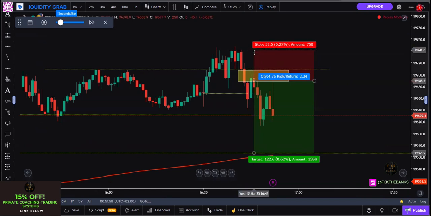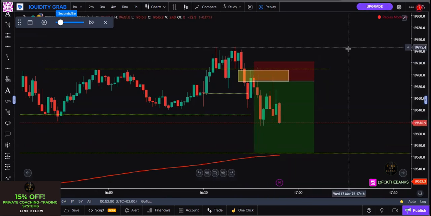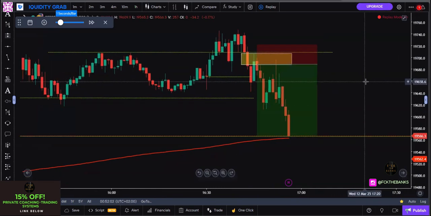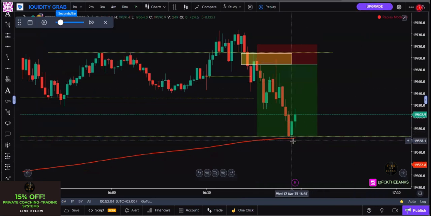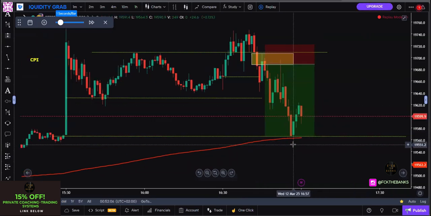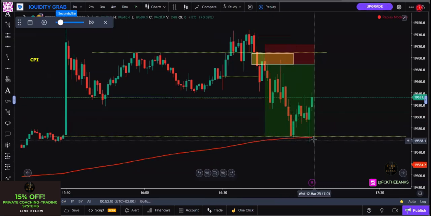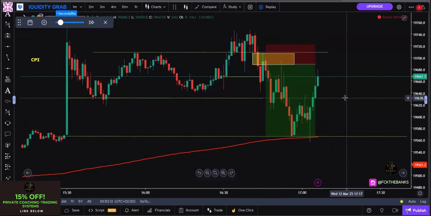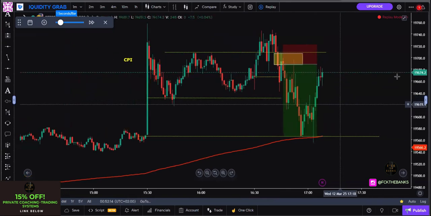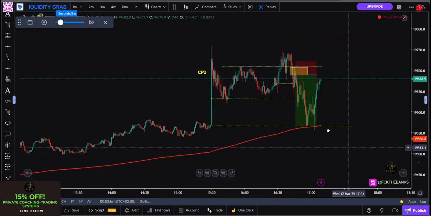At this point, you might want to start trailing your stop loss to reduce some risk. And there you go, target. Guys, you see how perfect it was? Target has been hit, here again. And basically that's it. Let's see if it pushes a little further down.